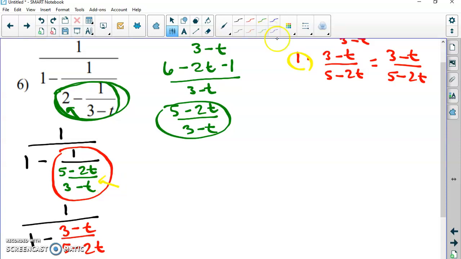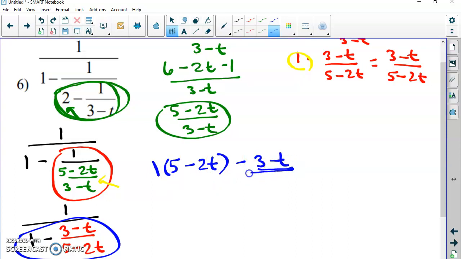All right, next one, branch out one more layer in our inception here. We have to subtract 1 minus that red fraction. So we need a common denominator. The common denominator is going to be 5 minus 2t. So 5 minus 2t is being multiplied by the 1. I know I don't need it there, but I'm just showing you where it's coming from. All over 5 minus 2t.